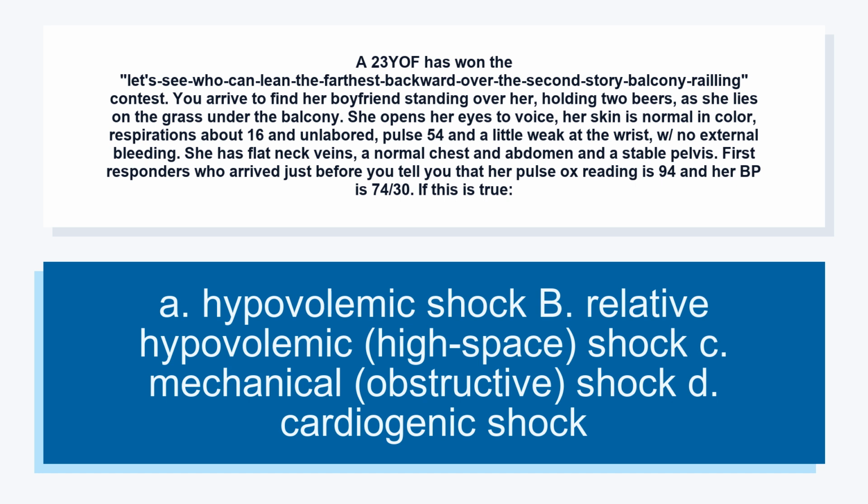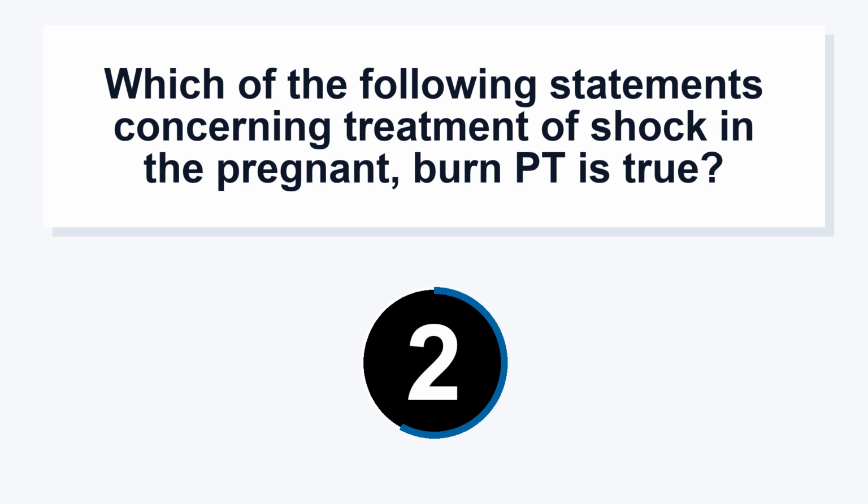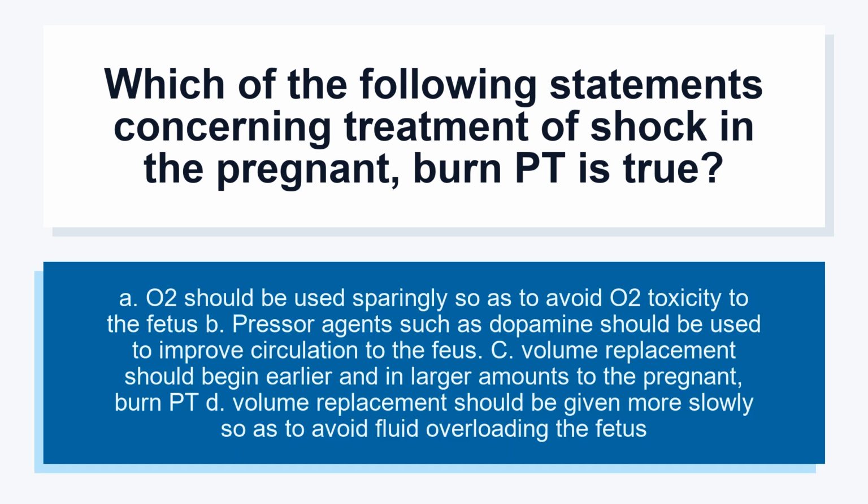Cardiogenic shock. Which of the following statements concerning treatment of shock in the pregnant burn patient is true? A. O2 should be used sparingly so as to avoid O2 toxicity to the fetus. B. Pressor agents such as dopamine should be used to improve circulation to the fetus. C. Volume replacement should begin earlier and in larger amounts to the pregnant burn patient. D. Volume replacement should be given more slowly so as to avoid fluid overloading the fetus.